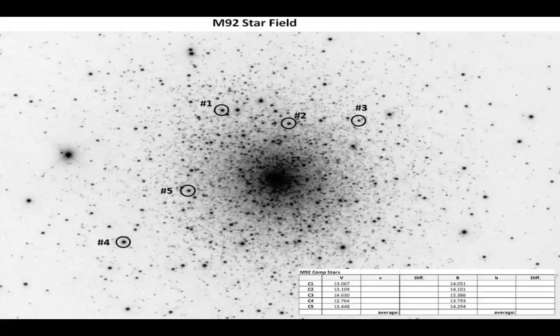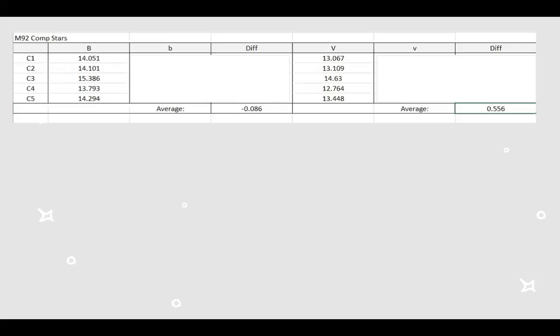Next slide, please. Okay, so the first thing we did once we had our data was to calibrate it. In order to calibrate it, we chose 5 comparison stars. And like Mateo said, we already had the B and V values of those. We knew what they were. Next slide, please. And then click twice.